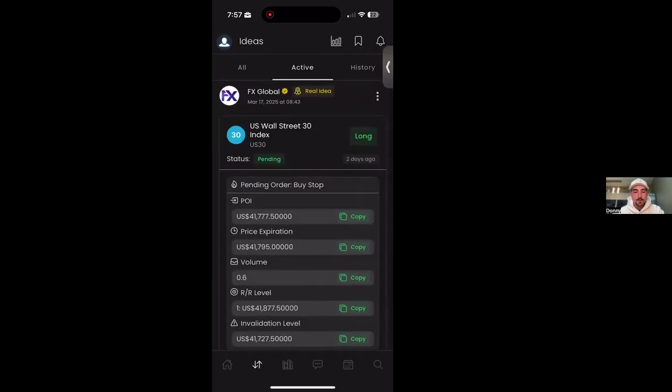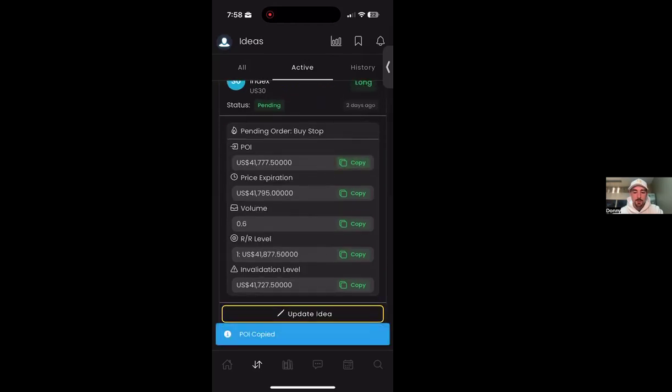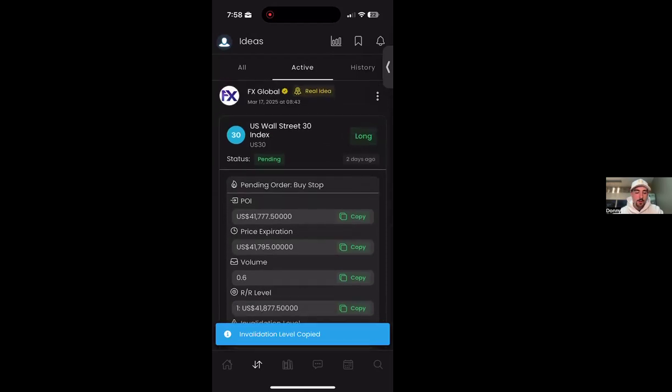So super sweet, super easy to use and set up. I do have a video that overviews how to connect the actual trading account to FX Global for those trade ideas to be very seamless and easy to execute for you. If you're not on MetaTrader, don't worry. You can still copy and paste these numbers into your trading account very, very seamlessly. Okay. So that's the tap to trade overview.